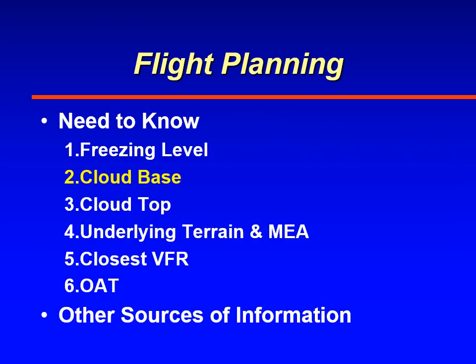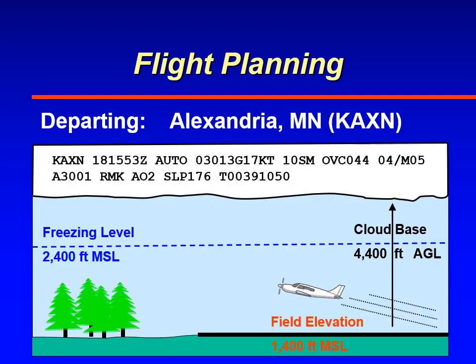Information that we need to know is cloud base. Cloud base can be determined from the METAR. Here we have the METAR for Alexandria, Minnesota. Looking at that, we can see that it's overcast at 4,400 feet. But remember, in METARs, that is above ground level, or AGL. So we need to add the field elevation to the AGL altitude given in the METAR to figure out the MSL altitude. In other words, the altitude that an airplane would enter cloud base as it climbs. Doing that, we find that the cloud base is at 5,800 feet MSL.